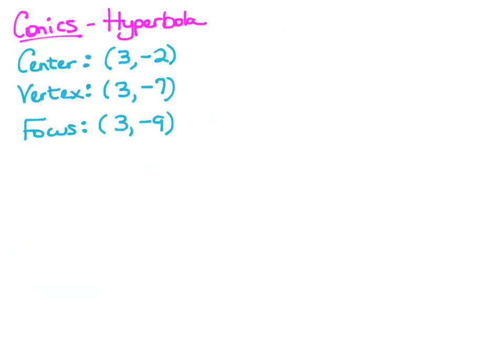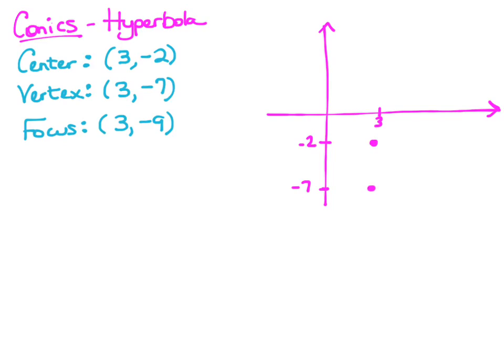Last example is a hyperbola. So we're going to start with the graph. We have a center at (3, negative 2), the center of our hyperbola. We have a vertex at (3, negative 7), and then a focus at (3, negative 9). So based on that information, I can see that this hyperbola is going to open up and down.